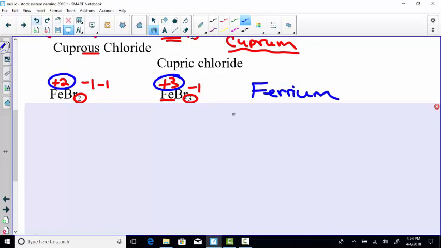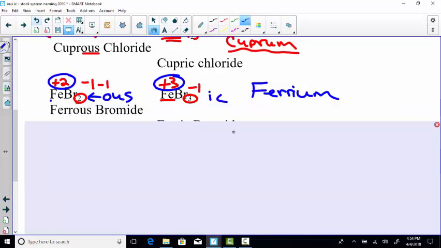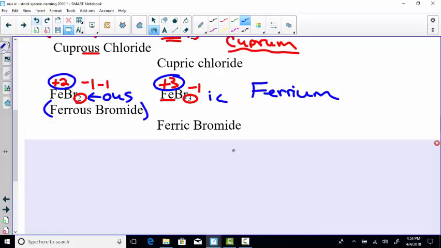Okay, that's its Latin name. So I'm going to add the OUS to this one, and I'm going to add the IC to that one because it's a lower and higher charge. So this name becomes ferrous bromide, and this name becomes ferric bromide. And notice I'm not doing anything to the negative ion. We are still using the previous naming rules for the negative ion, which is to add the IDE ending.